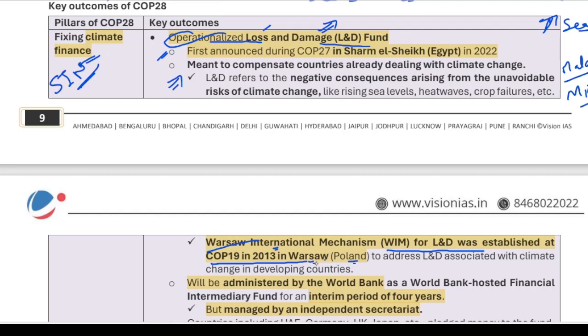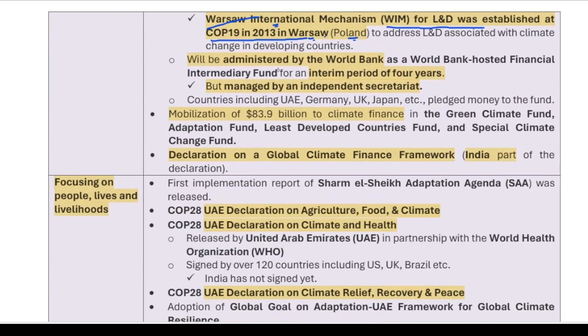Then in Sharm el Sheikh, Egypt, in 2022, the discussion on this fund happened. It was announced, and now in UAE, this fund has been operationalized. What are some other things for this? It is like the Warsaw International Mechanism. It will be administered by the World Bank, you have to remember it, and it will be managed by an independent secretariat. The secretariat will be independent, it will not be the World Bank, but the World Bank will administer it. This was all about the loss and damage fund.